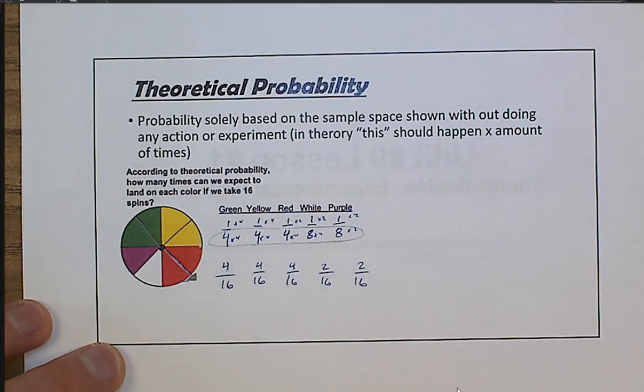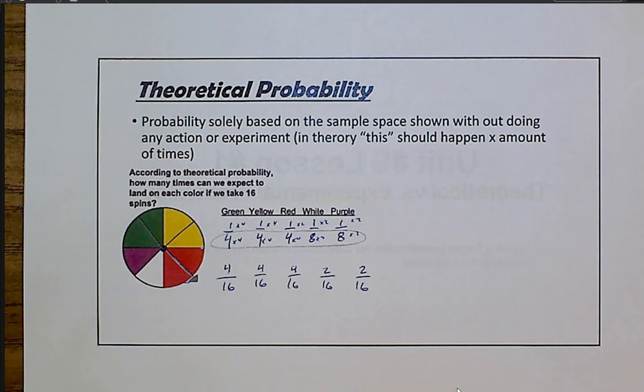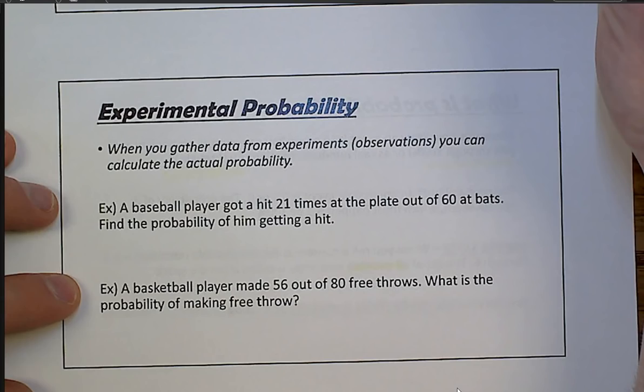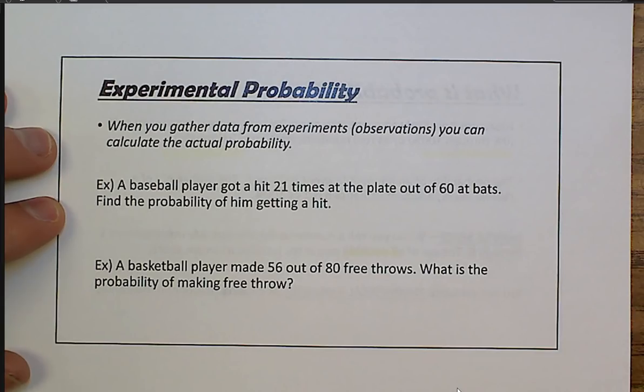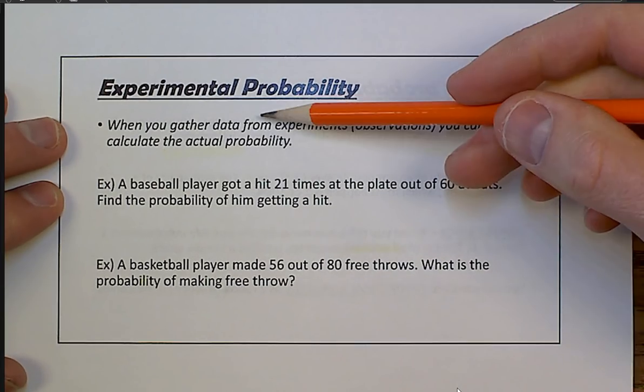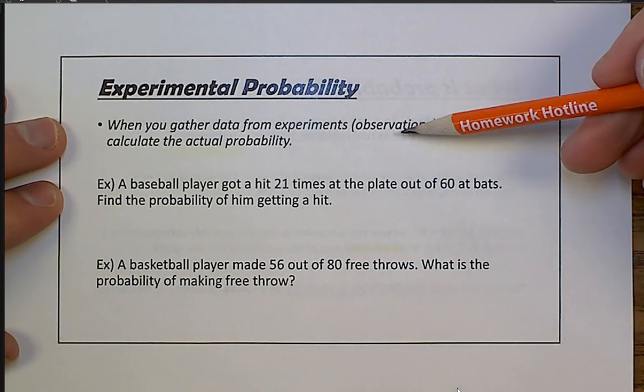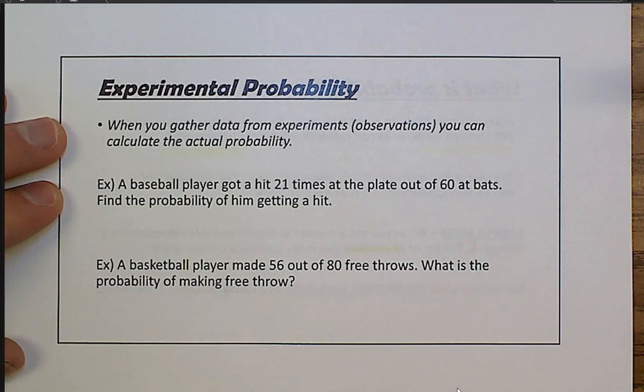That's theoretical probability, okay? So, changing gears now, experimental probability is when you gather data from experiments. A lot of times they're referred to as observations, and you can calculate the actual probability that something took place.